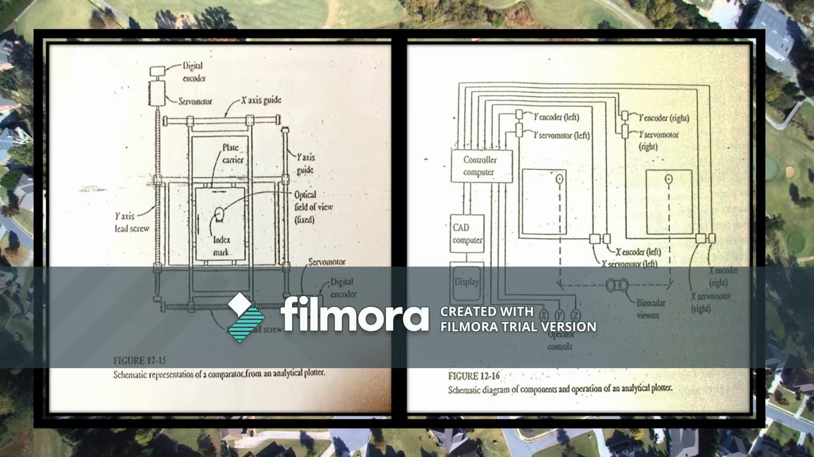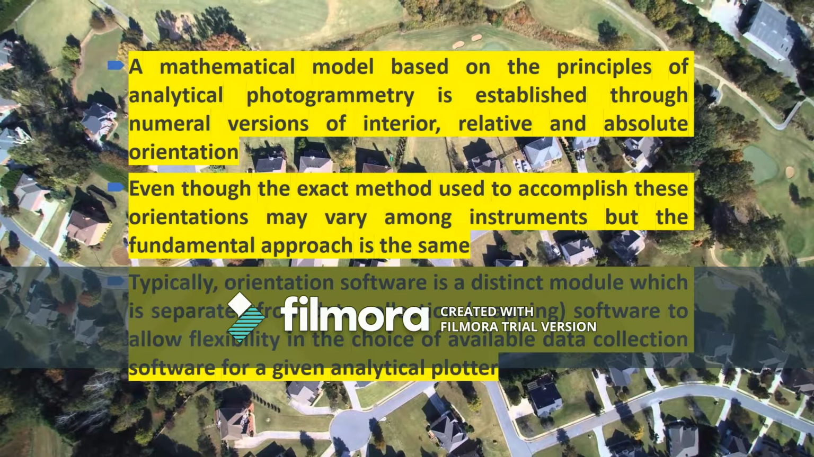The mathematical model for analytical plotters is established through numerical versions of interior, relative, and absolute orientation. Even though the exact methods used to accomplish these orientations may vary among instruments, the fundamental approach always remains the same. Typically, the orientation software is a distinct module separate from the data collection software, to allow flexibility in the choice of available data collection for a given analytical plotter.